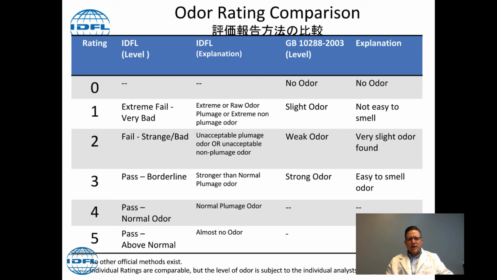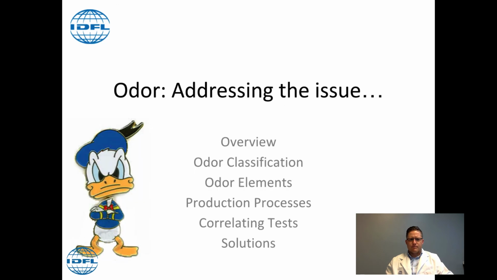There's also a Chinese method. You can also see the correlation here with the IDFL method. Generally, a 5 is the best, 4 is a little bit of a caution, 3 is borderline, 2 is a fail, and 1 is the very worst result. The Chinese method is the inverse of that, whereas 0 odor is the very best, but then 1, 2, 3 is a very strong smell.